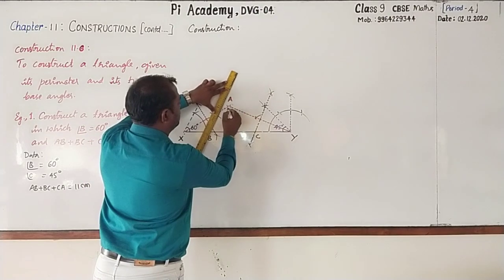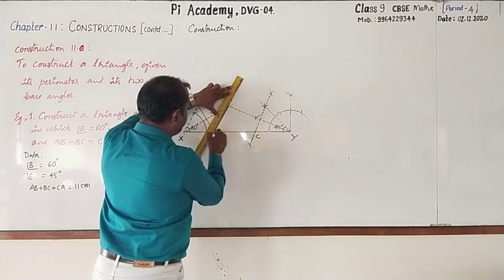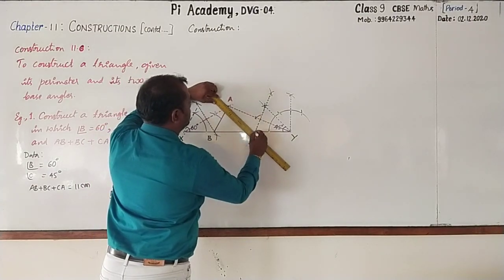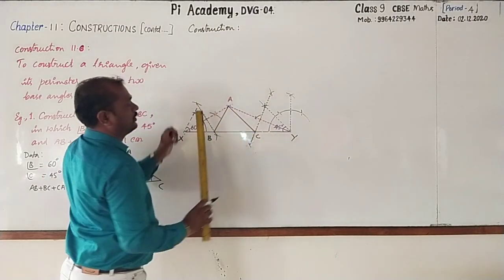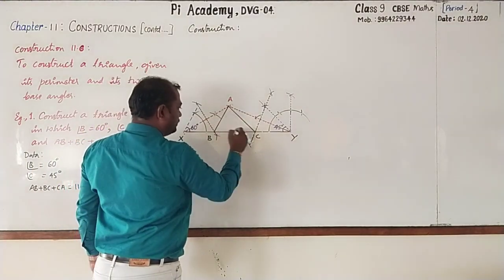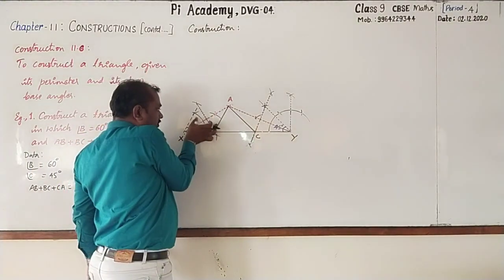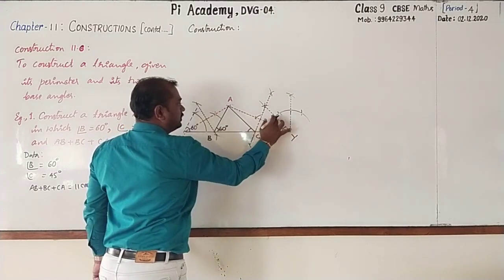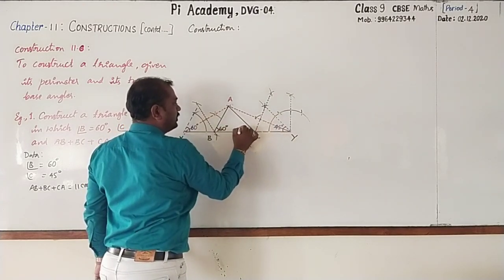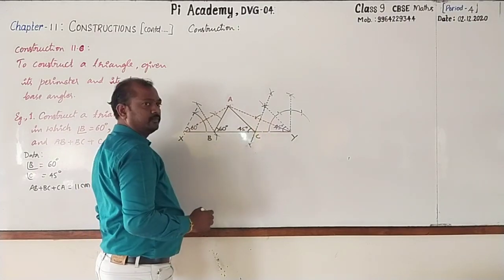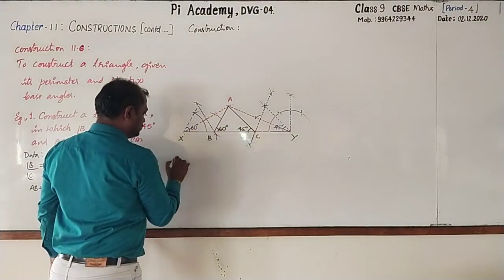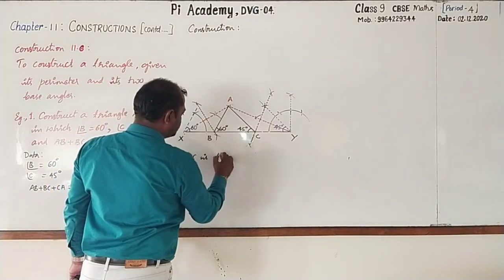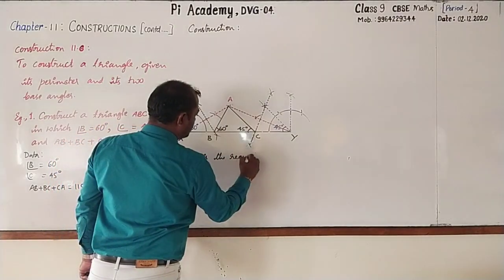Join AB. See that? These two are parallel. Then AC. Followed? Now ABC is the required triangle. As these two will be parallel, this will be 60 degree. And here, these two lines are parallel, it will be 45 degree. Followed? So, conclusion. Therefore, ABC is the required triangle.